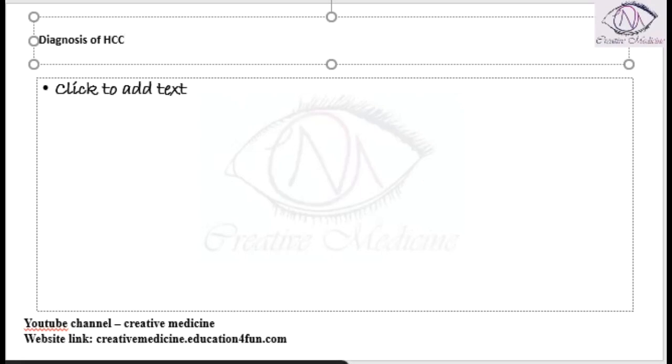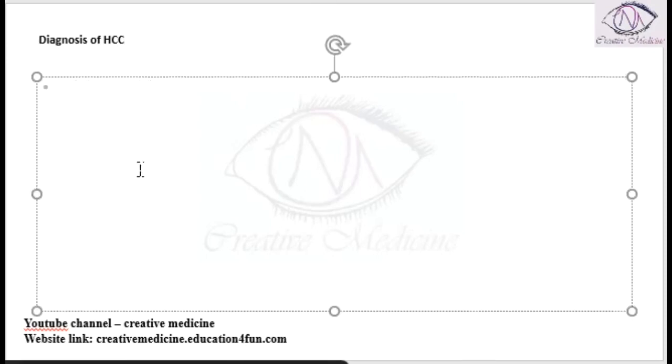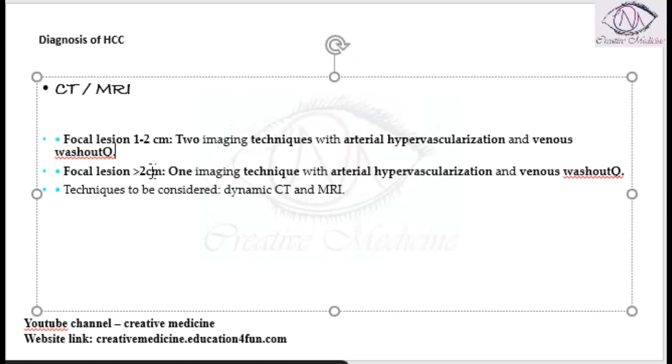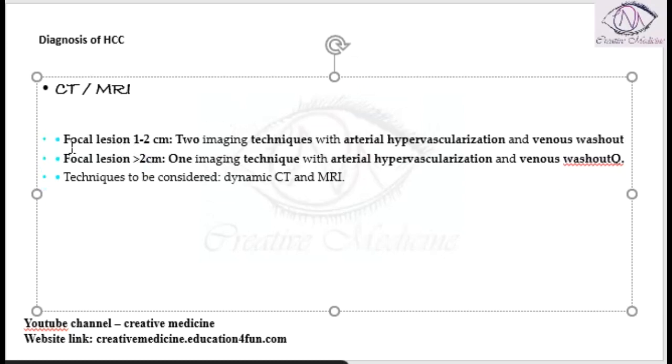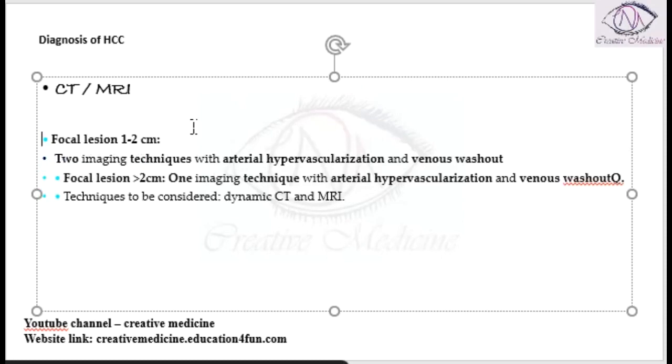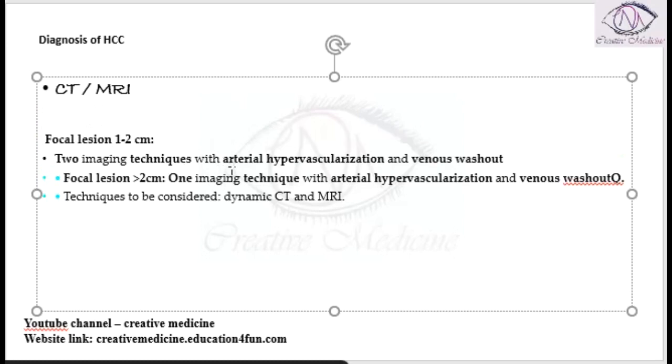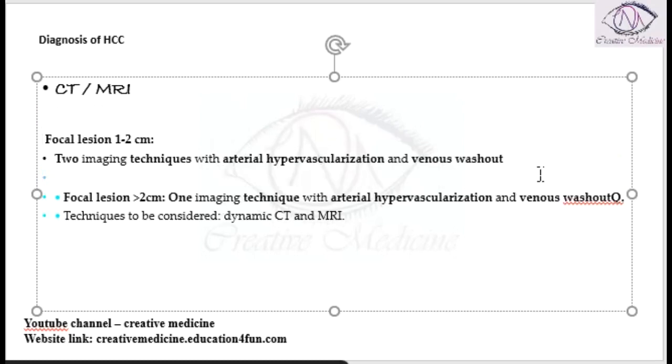Obviously, in the non-invasive diagnosis, a CT scan or MRI can be done. What do you see in the CT scan or MRI? In the non-invasive test for hepatocellular carcinoma, if the lesion is a focal lesion of 1 to 2 centimeters, then you should do these two imaging techniques, CT and MRI, and you will see that arterial hypervascularization and venous washout are seen in both techniques.